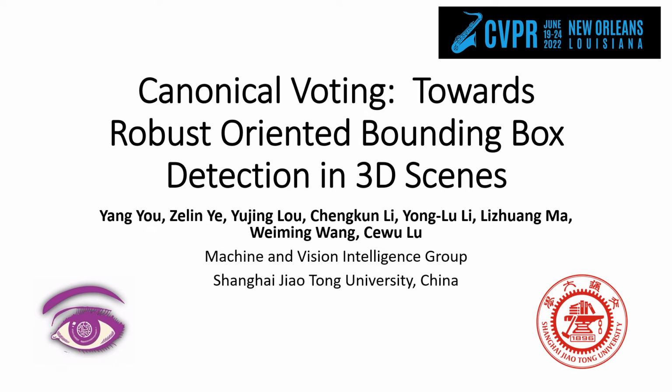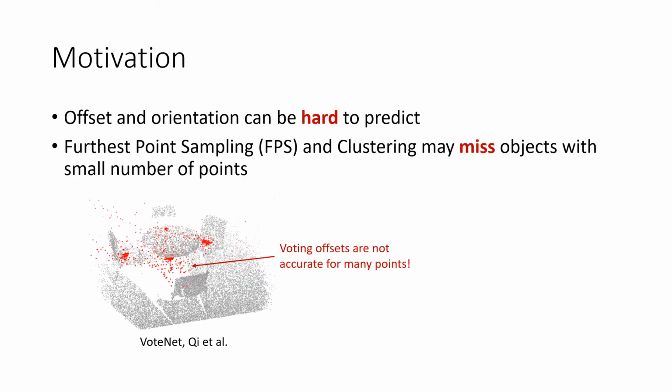My name's Yang Yo, and this talk will give you a brief introduction of our work, Canonical Voting: towards robust oriented bounding box detection in 3D scenes. Oriented bounding box detection is a challenging problem in 3D scenes.